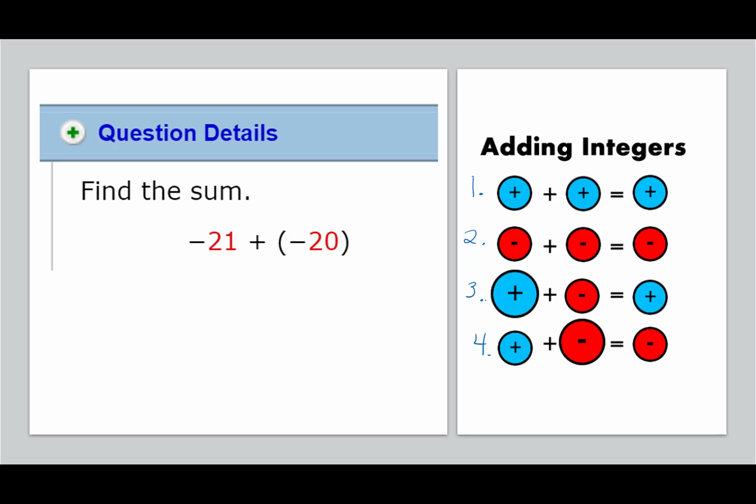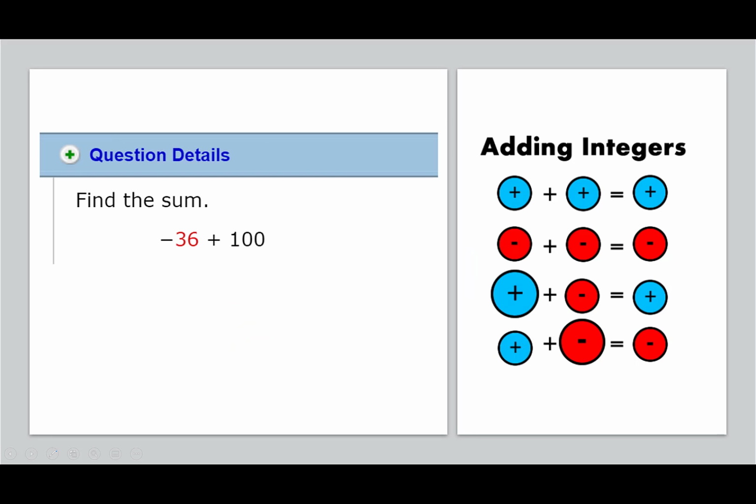So let me just do a few examples and hopefully that will help. Here we have find the sum of negative 21 and negative 20. These are two negative numbers, so I want you just to add those together. And please don't use a calculator, and that's negative 41.